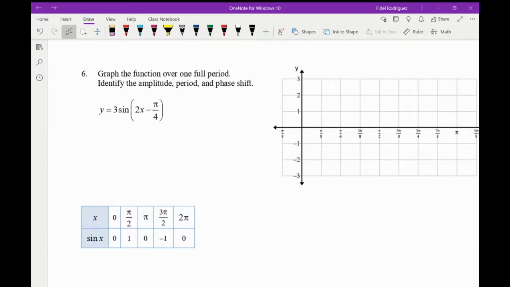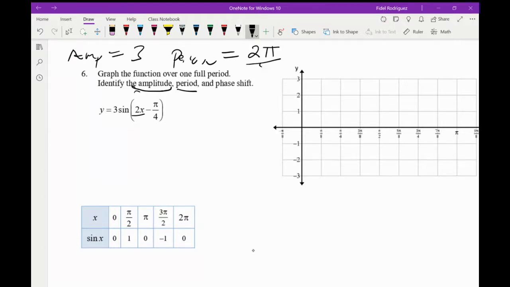So we're going to do the parts that we already know how to do. We know how to find the amplitude, and we know how to find the period, right? Anybody know what the amplitude is here? 3. Okay, now let's find the period. Remember how we're going to find the period? We're going to take something and divide it by something else. 2 pi divided by 2. Period is going to be pi, okay?